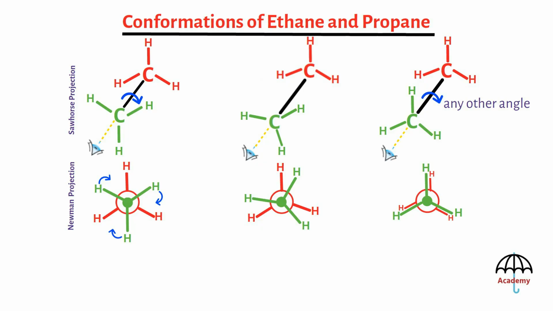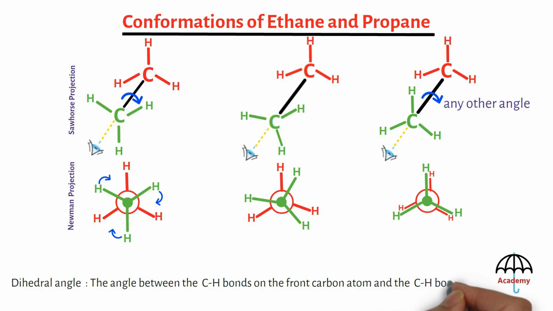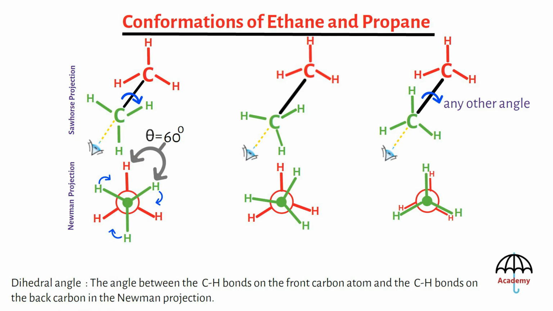Any conformation can be specified by its dihedral angle. In case of ethane, it is the angle between the C-H bonds on the front carbon atom and the C-H bonds on the back carbon in the Newman projection. When the dihedral angle is 60 degrees, the conformation is called staggered conformation. That means the hydrogen atoms on the back carbon are staggered halfway between the hydrogens on the front carbons.